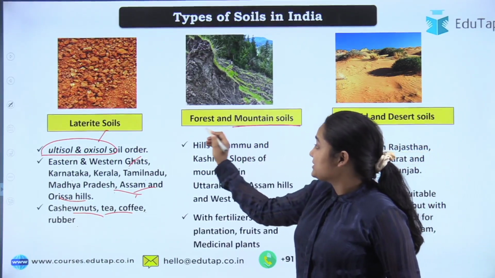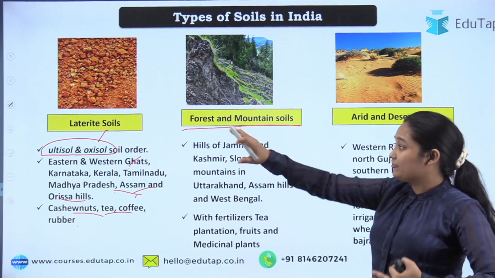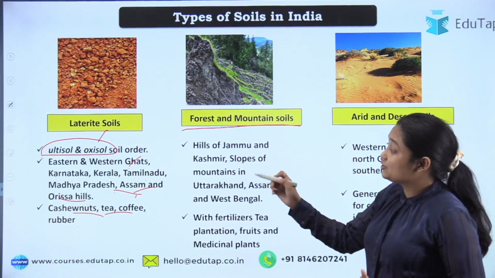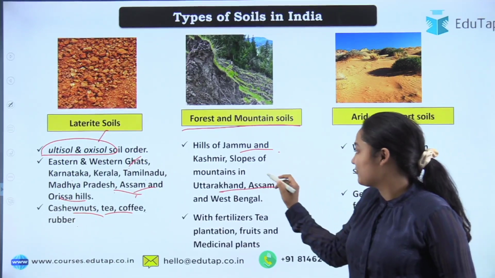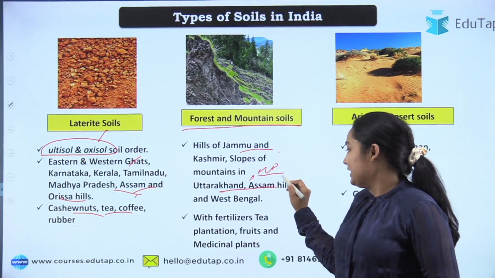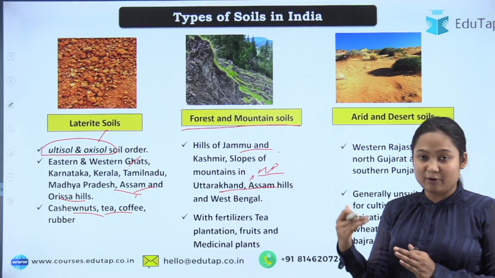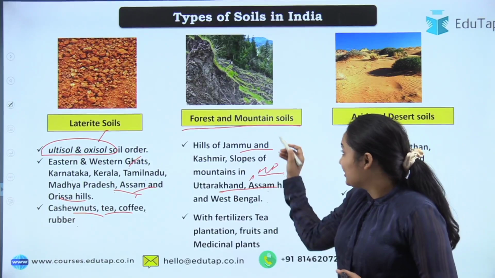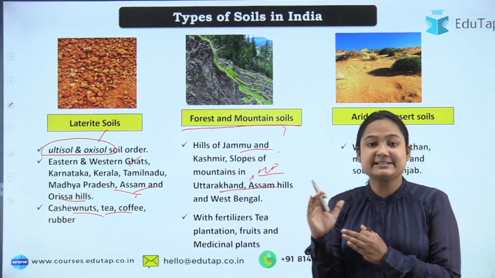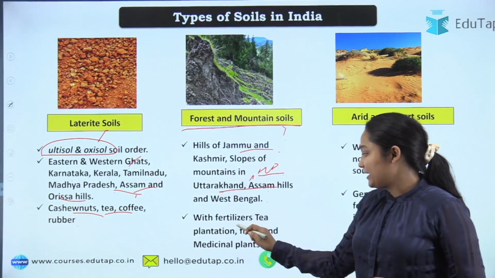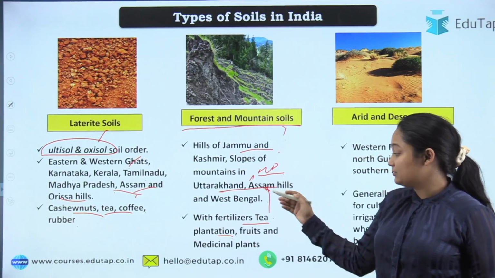Now moving to forest and mountain soil. Wherever mountains are, forest and mountain soil will be there. So Jammu Kashmir, Uttarakhand, and Himachal Pradesh of course, and also Assam and West Bengal. In these places we can see forest or mountain soil. This forest and mountain soil is slightly acidic. There is wheat plantation, and of course, you know Assam is famous for tea. So tea.